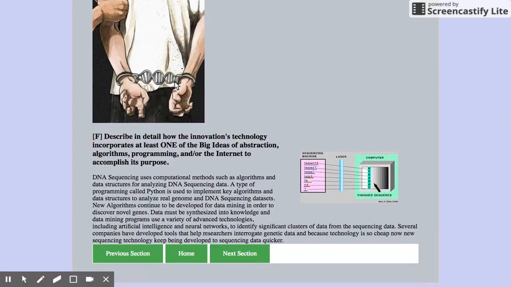One of the big ideas that I used and that I spoke about was algorithms. DNA sequencing uses computational methods such as algorithms and data structures for analyzing data sequencing. A type of program called Python is used to implement key algorithms and data structures to analyze real genome and DNA sequencing databases. New algorithms continue to be developed for data mining in order to discover novel genes. And as time goes by, technology just keeps getting cheaper, and sequencing technology will keep getting developed in order to sequence data even quicker.